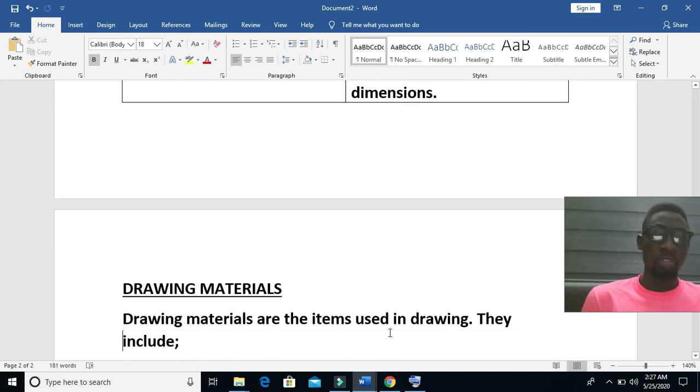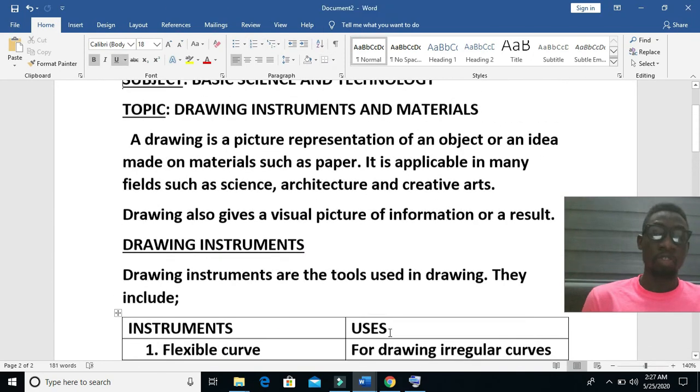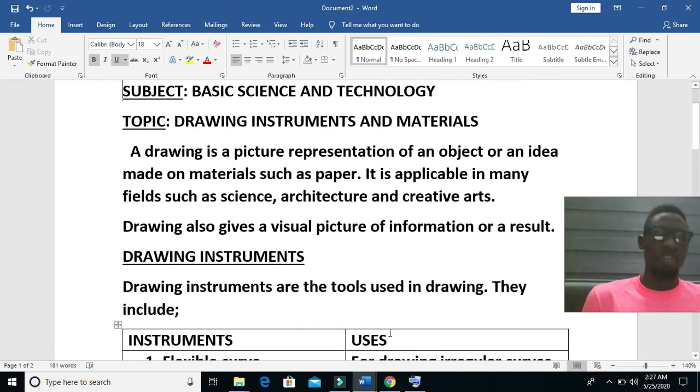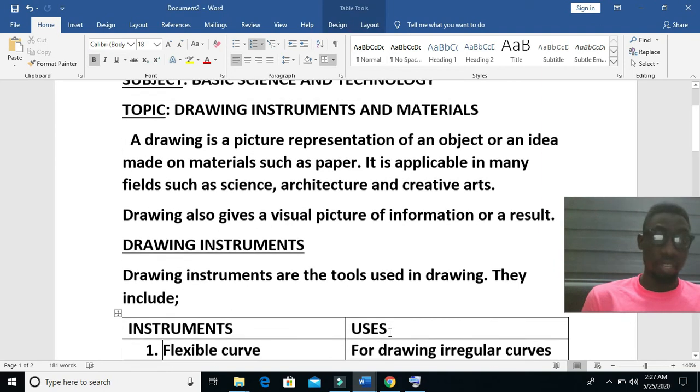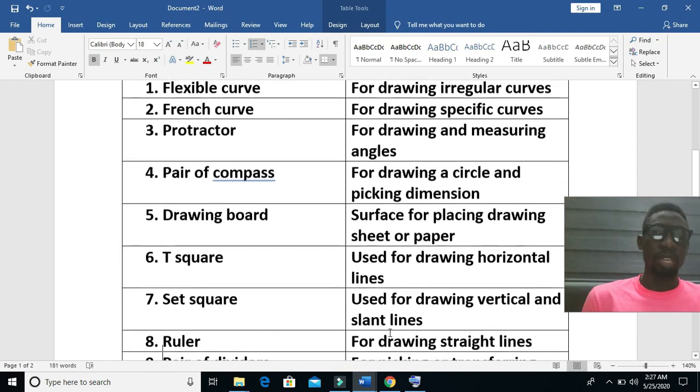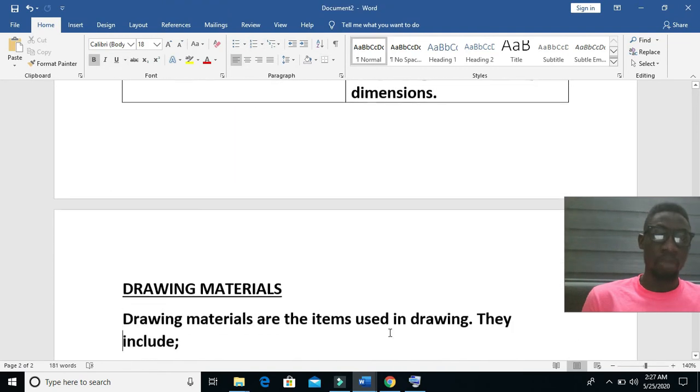So we move from here to drawing materials. Don't forget our topic is drawing instruments and materials. So we have been able to define drawing. We have looked at drawing instruments and their uses. We have seen their pictures as well. So we're going to be looking at the last part of the topic, which is the drawing materials.